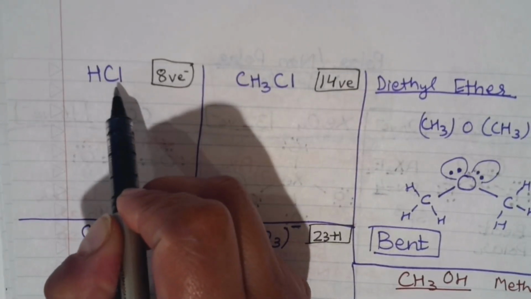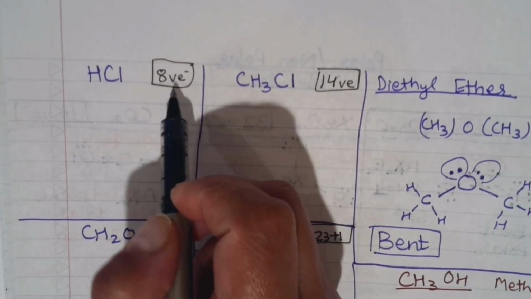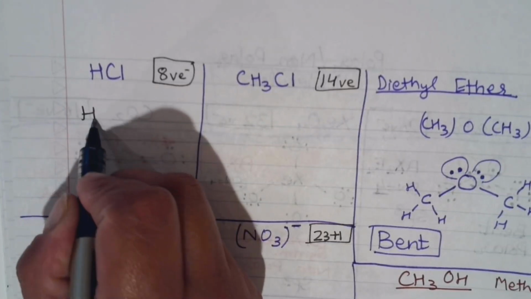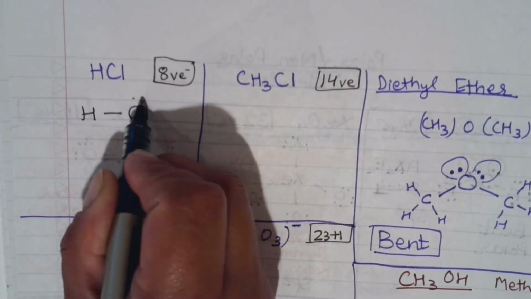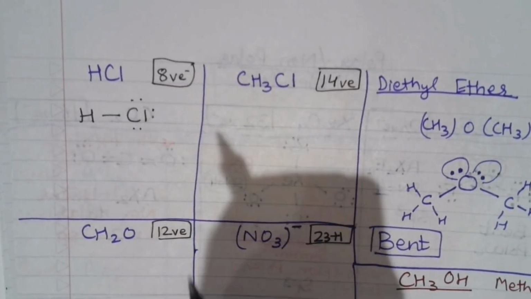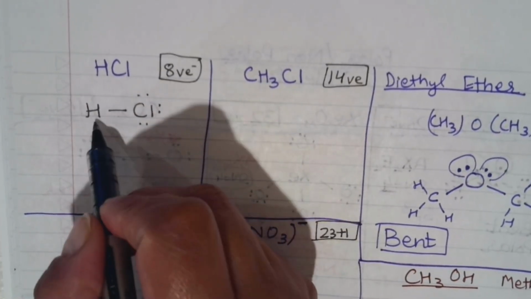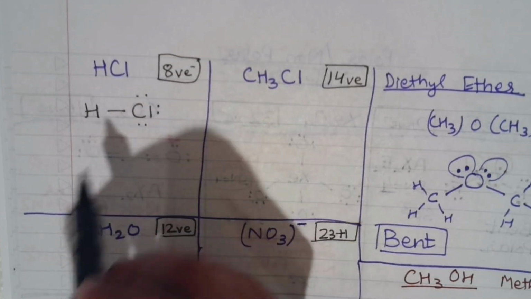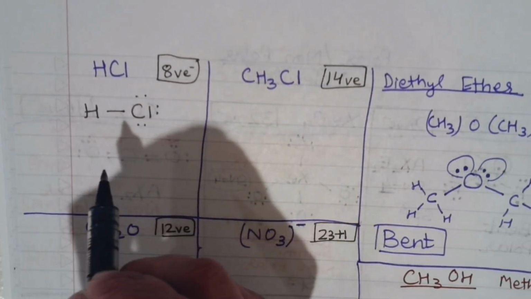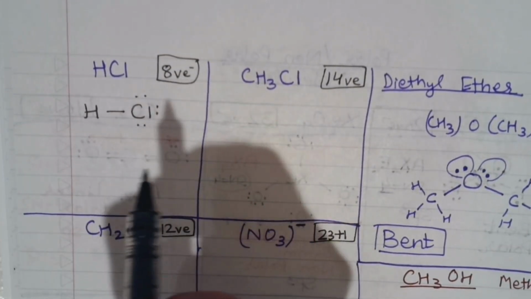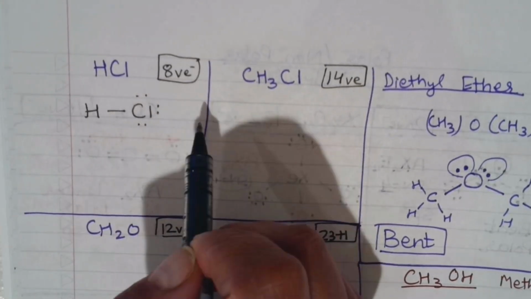So hydrogen chloride, hydrogen monochloride, has 8 valence electrons. Now since there are only 2 atoms, we can place them side by side, and this is the Lewis dot structure. Since there are only 2 atoms, when the 2 atoms are the same, the molecule is always non-polar. Remember, all the diatomic molecules of the same atom are always non-polar.